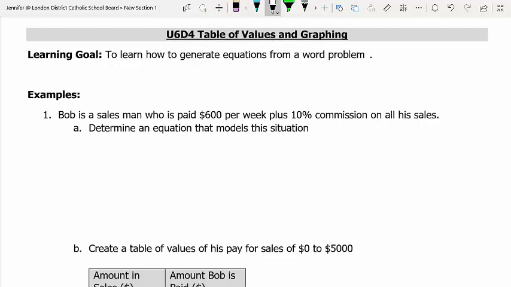Unit 6, Lesson 4, Table of Values and Graphing. So the goal of today's lesson is to teach you how to come up with a linear equation from a word problem. So we're going to get right into an example.